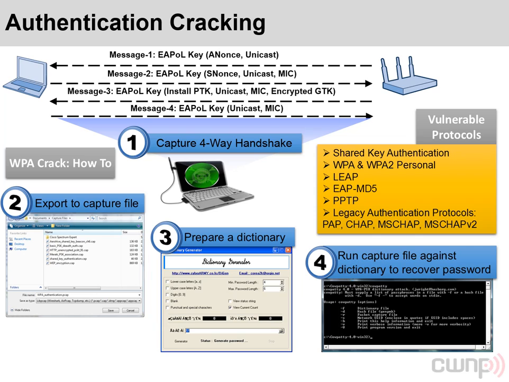Now we'll talk about just a couple more things. One is authentication cracking. Authentication cracking really is trying to break things like shared key authentication, WPA, WPA2 personal, LEAP, EAP-MD5, PPTP, and of course legacy protocols can all be broken. They're all vulnerable. So we've got the list here. PAP, CHAP, MS-CHAP, MS-CHAP v2 used outside of secure tunnels. PPTP, probably more secure than some of the others listed here, but still has potential vulnerabilities. LEAP, again, potential vulnerabilities. EAP-MD5 is just very weak, and shared key authentication is very weak. So neither of these should be used at all, anywhere, any place.